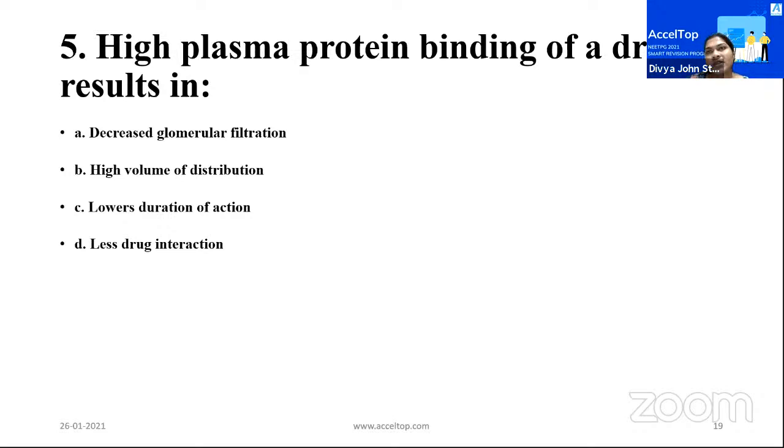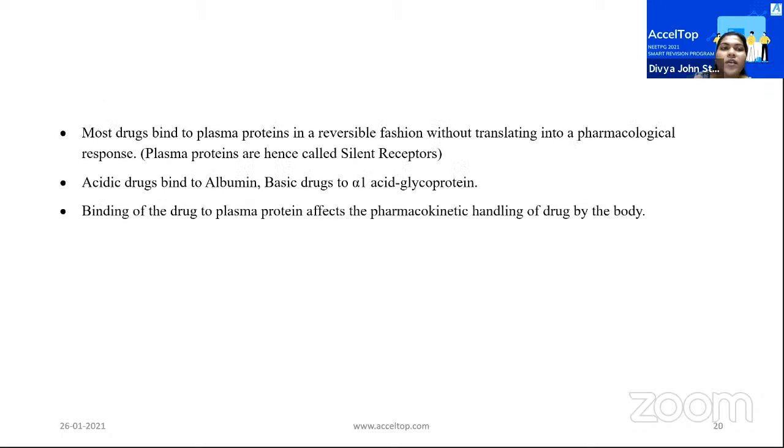So once the concept is clear, n number of questions asked n number of ways can be answered with clarity. Okay, so most drugs bind to plasma protein in a reversible fashion without translating into pharmacological response. So the plasma proteins are called acceptor sites, or otherwise silent receptors, because the protein bound drug is not available for systemic action. The plasma protein will act as a vault or a reservoir or an acceptor site for this drug.